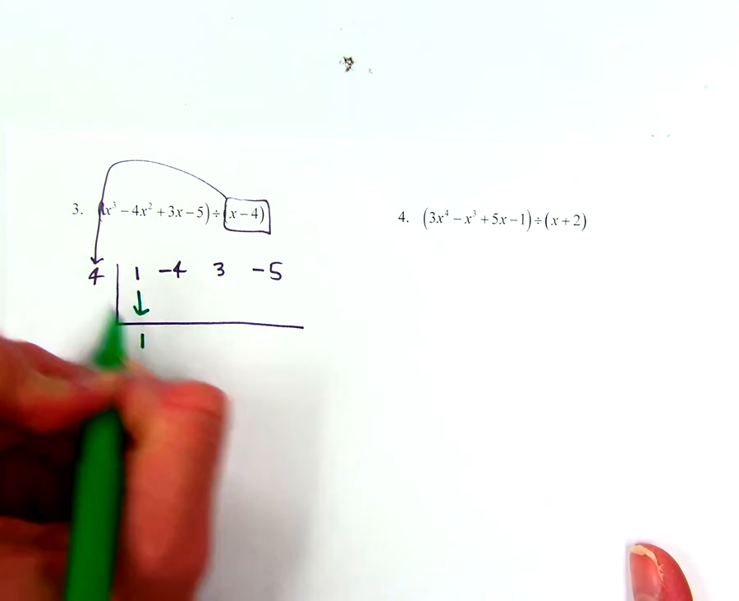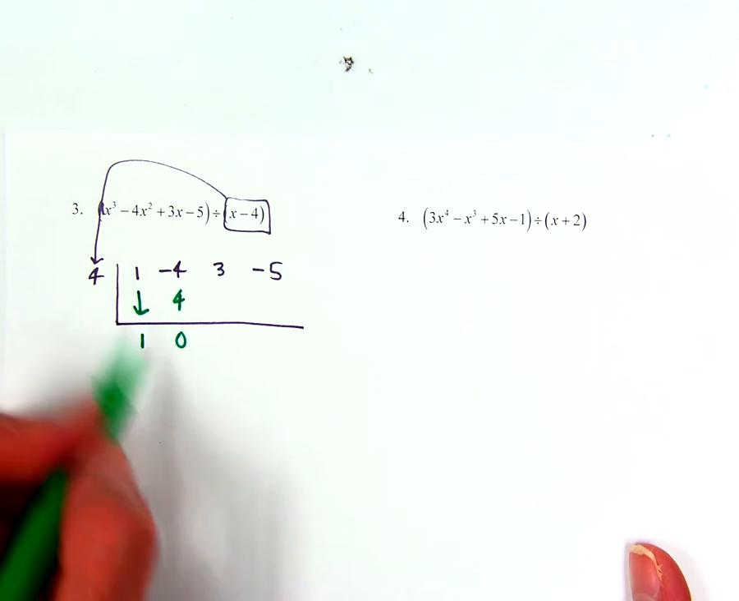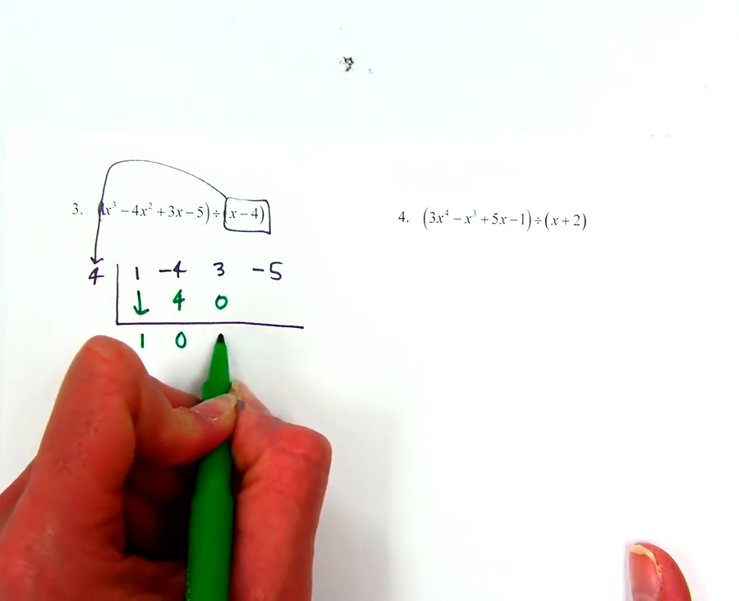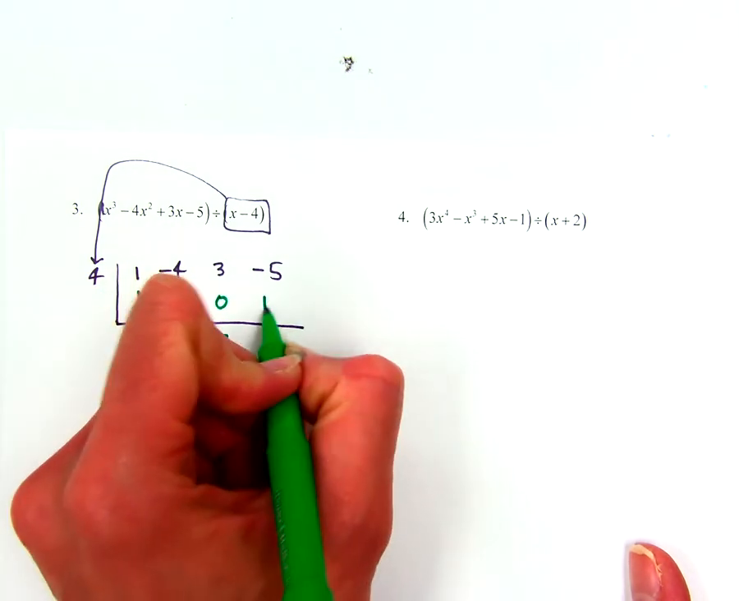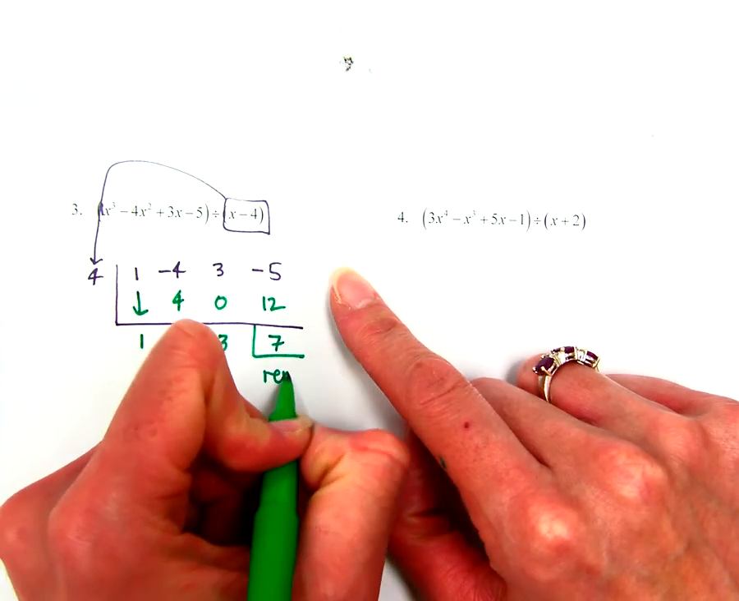Okay, so now I'm going to do my synthetic division. I bring down the 1. 1 times 4 is 4. I add, and I get 0. 0 times 4 is 0. 3 plus 0 is 3, and 4 times 3 is 12. All right, so now I'm going to add and I get 7. This number is my remainder.